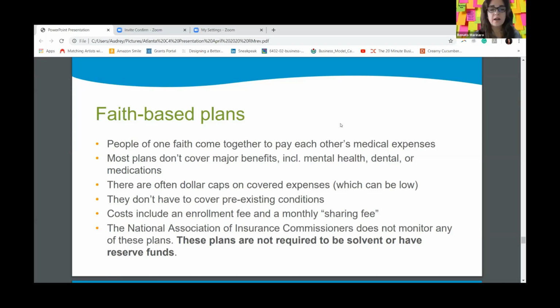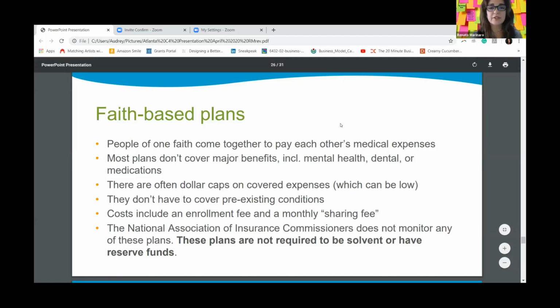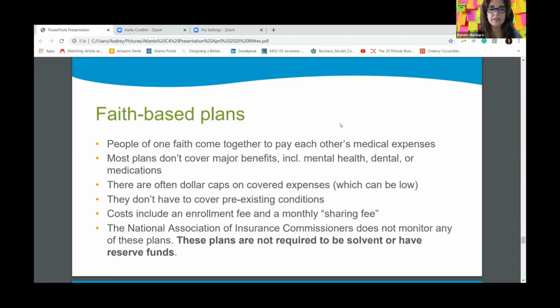They don't have to cover pre-existing conditions, and some of them actually do say that. Costs include an initiation fee or an enrollment fee, which you have to pay up front when you get into the plan, and then a monthly sharing fee, which is similar to a premium, but it's not called a premium. The thing to really understand about these plans is they are not required to be solvent or have any reserve funds.